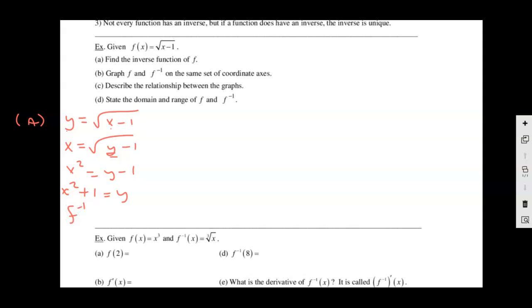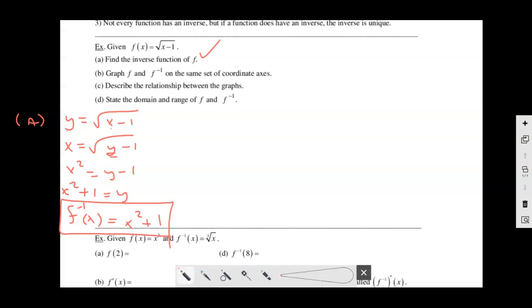Now we're just going to change it. Instead of y, we'll change it to the inverse. It's going to be x squared plus 1. Okay, so that's how you find, algebraically, what the inverse function is. You swap the x's and the y's, then you solve it for the new y. And then part B, we're going to graph them on the same set of axes. All right, so let's go ahead and get a decent graph.